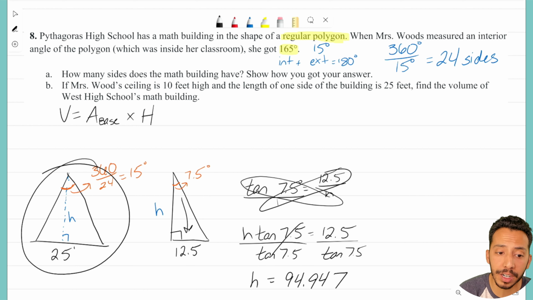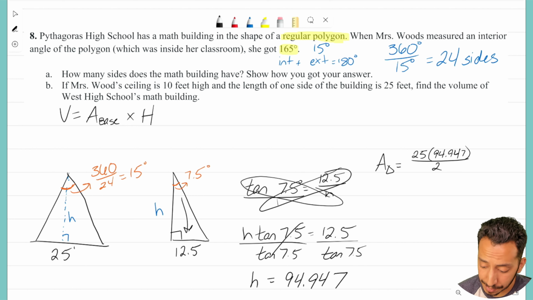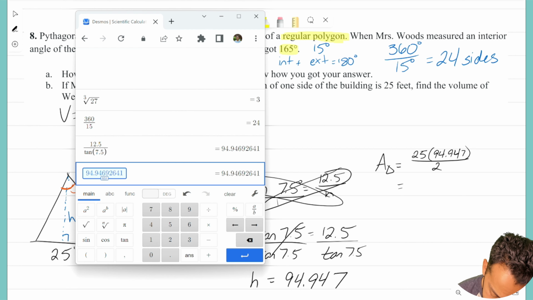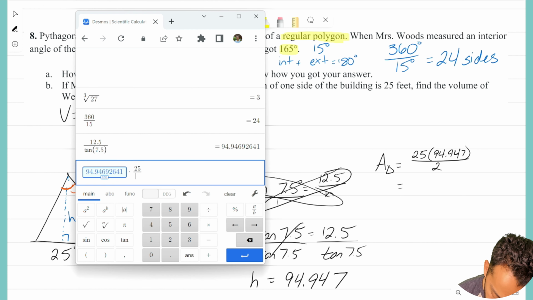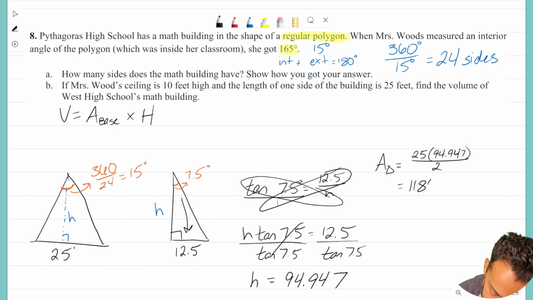that triangle right there, and we can find the area for that triangle, because now I know, I'll do this right off here to the side. I know that the base is 25 feet. I know that the height is 94.947. To find the area of a triangle, we multiply those two, and divide by 2. So let's get our calculator out and plug that in. I'll actually just pull the answer from that. Times it by 25, divide by 2, and I get 1186. Lots of numbers here.